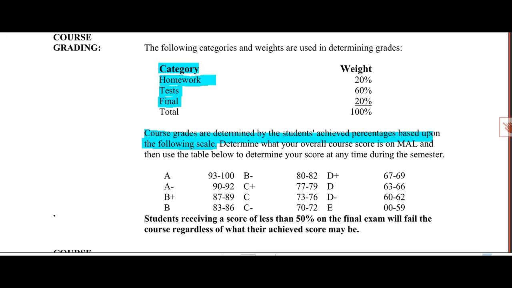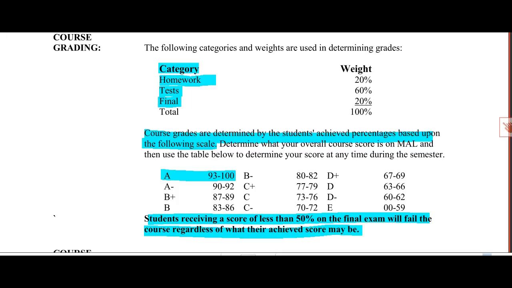You can look on My Accounting Lab in the Results tab and see what your percentage to date for work completed is, and then trace it to this table. And if it's between 93 and 100, you will get an A in the course. Now remember, students receiving a score of less than 50% on the final exam will fail the course, regardless of what their achieved score would have been.